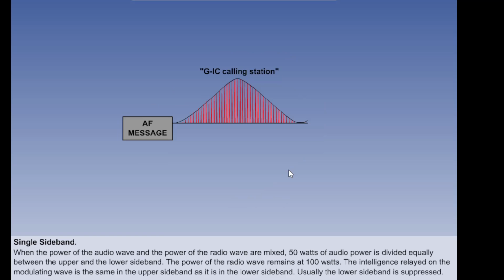It would be more energy efficient if one of these two sidebands could be deleted so that the energy were completely saved or applied to obtaining a greater range. It is usually the lower sideband that is suppressed.